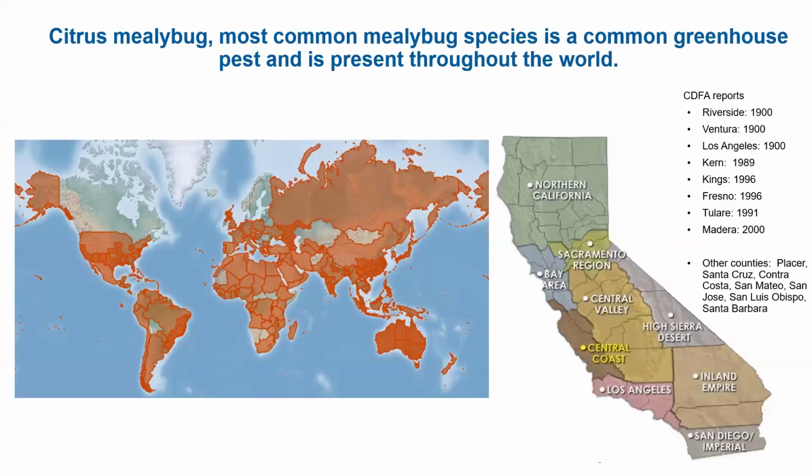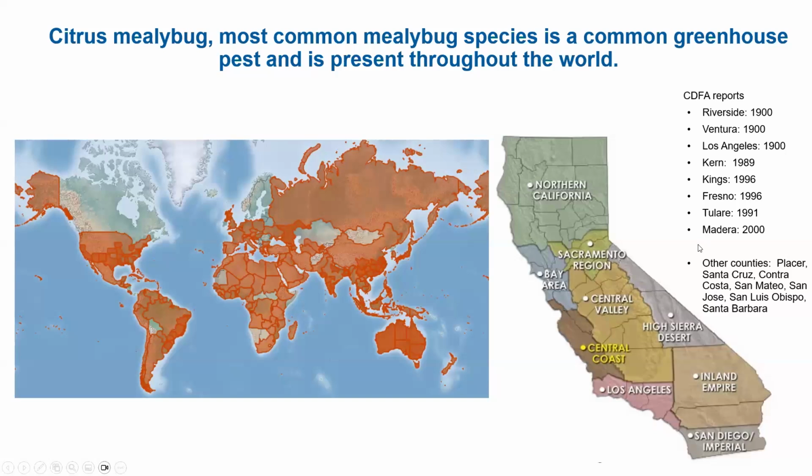Citrus mealybug is not only common in California, it's the most common mealybug species in greenhouses, and it's present throughout the world. In California, I got these reports from CDFA reports. They were reported in Riverside in the 1900s, in Ventura County, 1900s. Similarly, they have been reported from multiple counties in California.